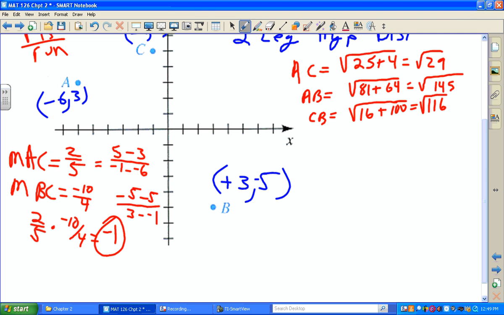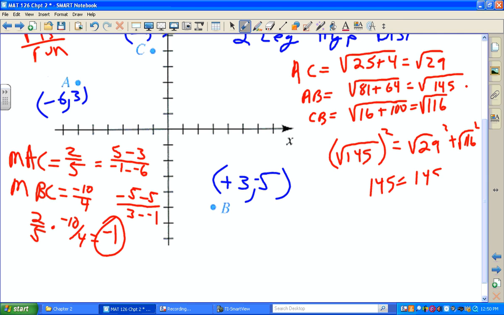The distances. What do you do with the distances? Those people over here that did it. Which one's the hypotenuse? AB is the hypotenuse. So the square root of 145 squared equals the square root of 29 squared plus the square root of 116 squared. I'm saying yay. It does, right? 145 equals 145. This is an example of mathematics, not arithmetic.